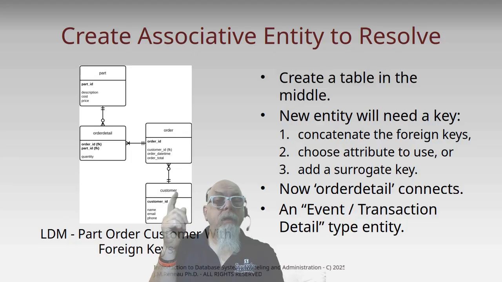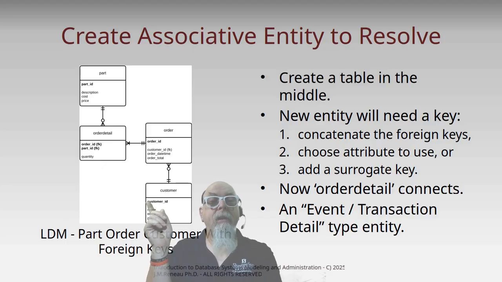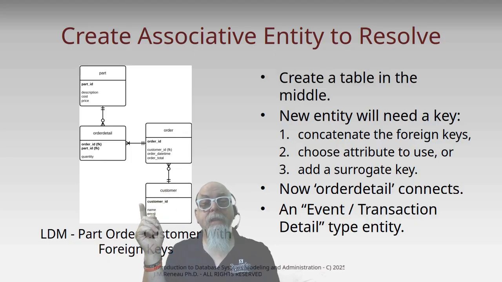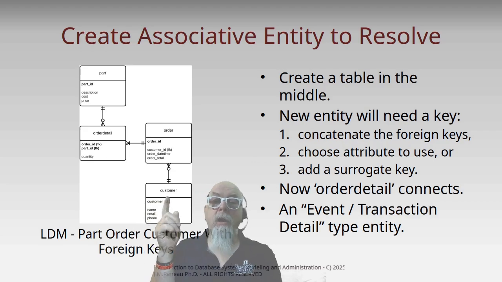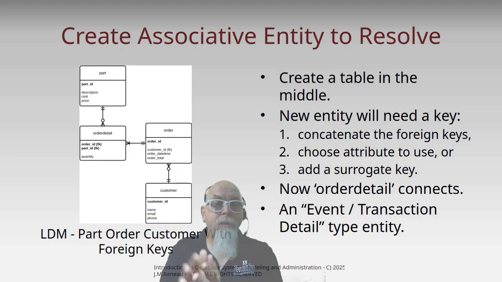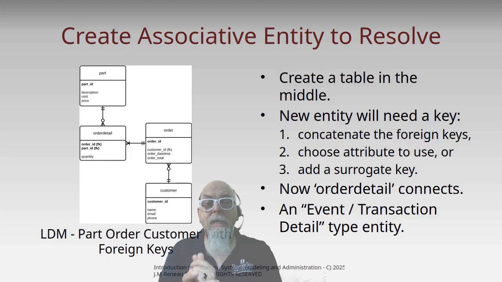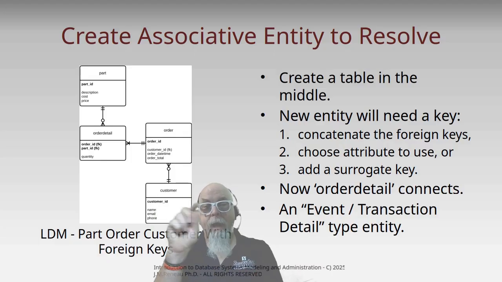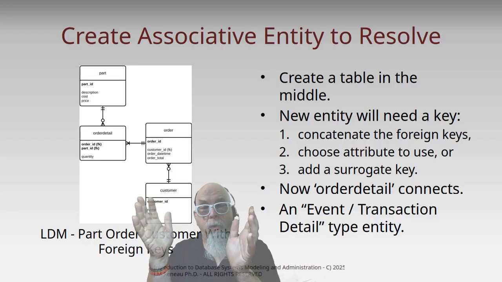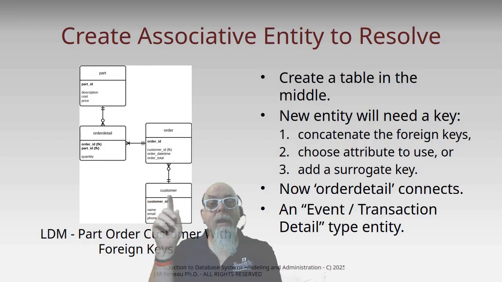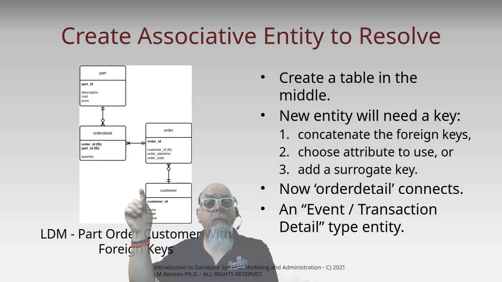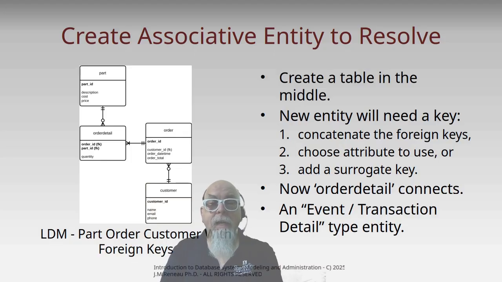A part can be on 0 or more order details, and an order detail is for one and only one part. An order can have one or more order details, but an order detail must belong to one and only one order. So the order detail, think about an order. You think about an invoice, or think about a receipt where item number, quantity, item number, quantity, item number, quantity on one order. So that item number quantity repeating group is handled by this transaction detail entity.